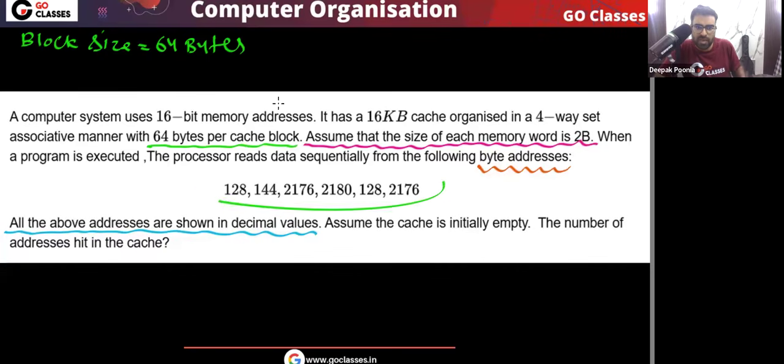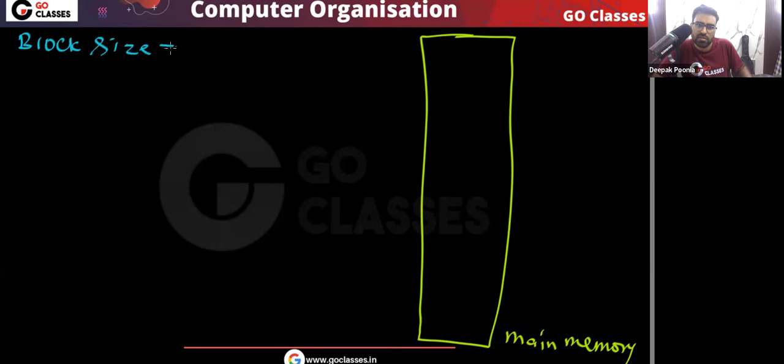So from the main memory address, from the byte address, how can we find the block numbers? Let's see. You can see this is the main memory. Let's zoom. This is our main memory. And in the main memory, the question is saying that the block size is 64 bytes. Means in one block, there are 64 bytes.